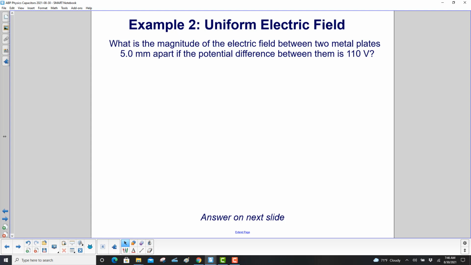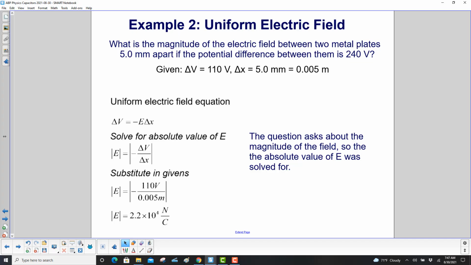What is the magnitude of the electric field between two metal plates 5 millimeters apart if the potential difference between them is 110 volts? We have a potential difference of 110 volts. Here's the distance between the plates, which we convert to meters by moving the decimal place 3 places to the left. Have our equation for the uniform electric field. Now we want the absolute value of E, because we want the magnitude. So the absolute value of E is minus delta V over delta X. We divided both sides by delta X. Substitute in our givens, and we get an electric field magnitude of 2.2 times 10 to the 4th newtons per coulomb.